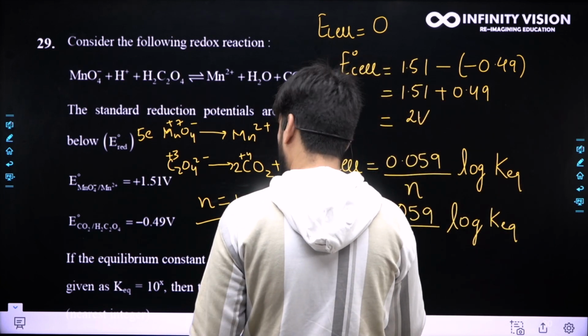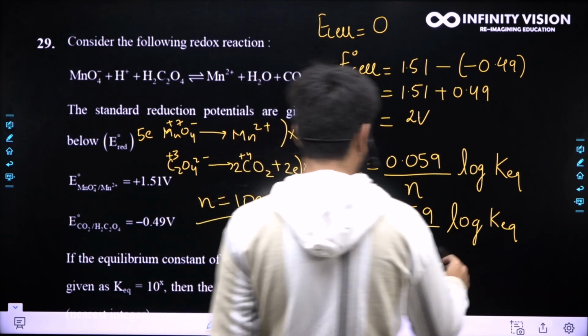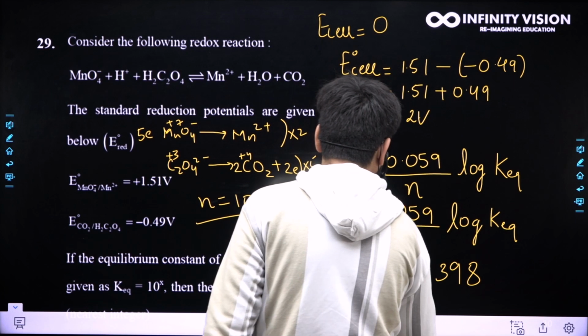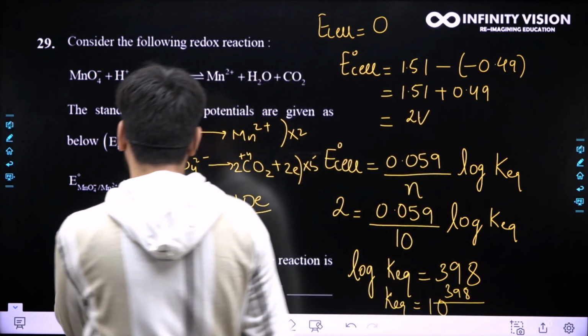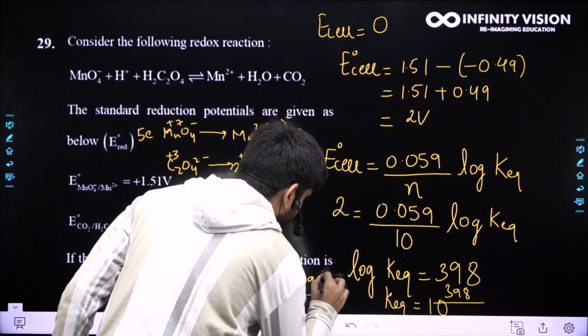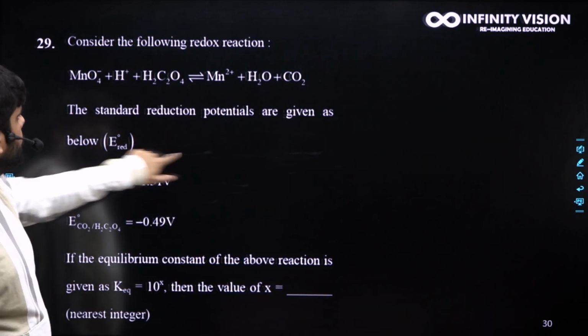So log of K equilibrium is found out to be approximately 398, and K equilibrium will be 10 to the power 398. They are asking you this x only, so the value of x is 398. I hope the question is clear to you.